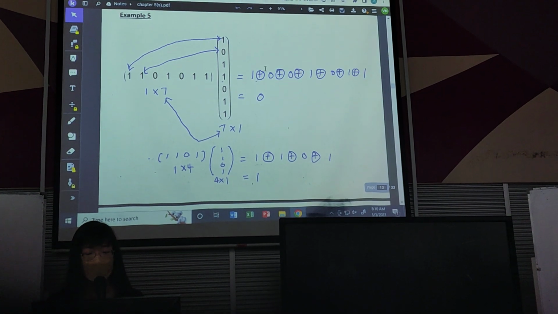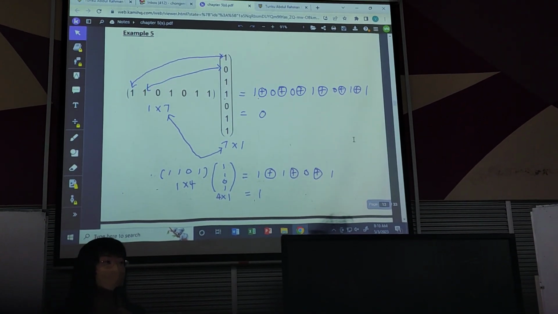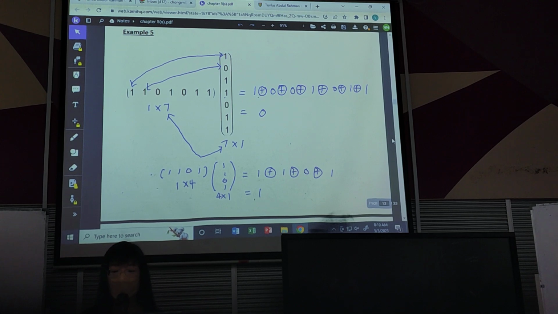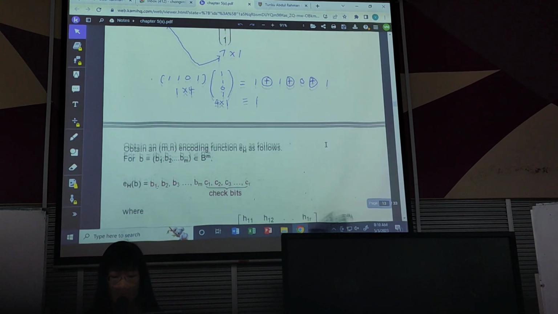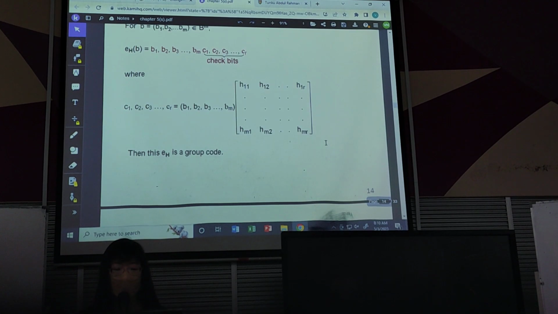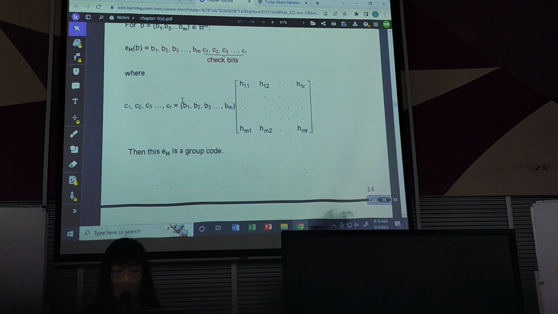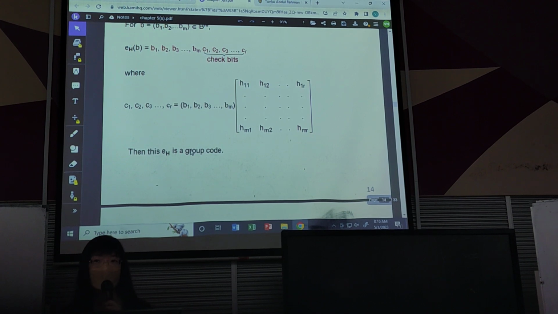So we still use the same thing, use the exclusive OR. After you multiply every row and every column, we still use the exclusive OR to combine the answer together. So after this, we will have to find the group code ourselves.